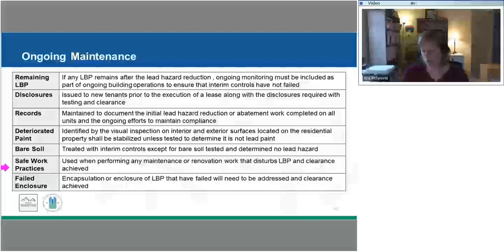Remember, de minimis was 2 square feet on the interior, 10% of a small component type, or 20 square feet for exterior work. And then if for some reason abatement was done and there are enclosures or encapsulations, we'd also want to be checking to make sure none of those have failed as well.